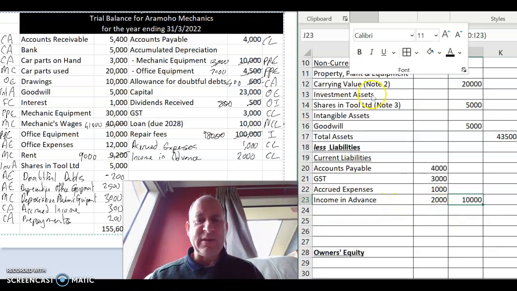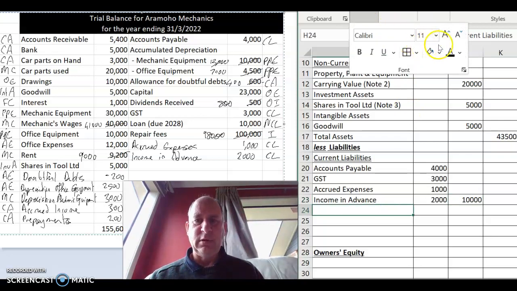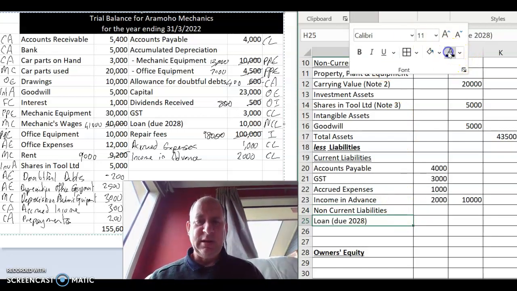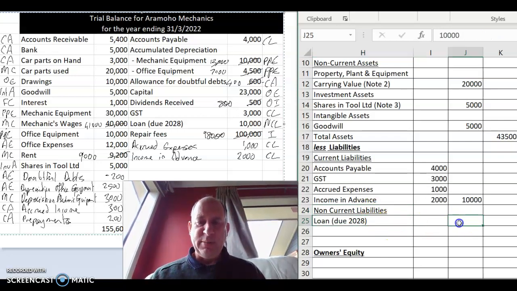Right, what comes after current liabilities? Call it out. Good. Non-current liabilities. And normally in an exam there's just one, but it's either a loan or a mortgage. In this case we've got a loan. Note that it's due 2028. So because it's 2028, it's more than 1 financial year from where we are. Because there's only one, it goes into the second column.